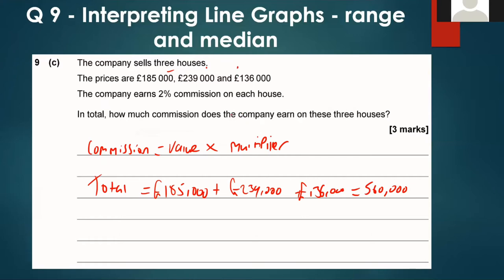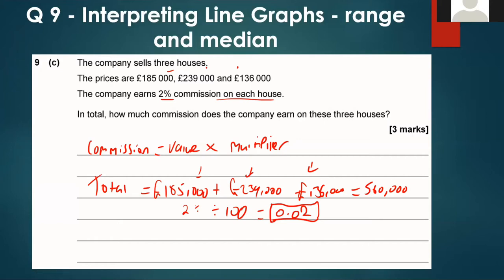But I earn 2% on each house. So 2% goes into this house, 2% goes into this house, and 2% goes into this house. But I don't need to do that. I don't need to make it too confusing for myself. To work out the multiplier, what is 2% as a multiplier, as a decimal? Well, an easy way to do that is 2% divided by 100. 2 divided by 100, looking at our place value, is 0.02. So my value has to be 0.02. If I use 0.2, you're not going to get 2%. You're going to get 20% there, actually.